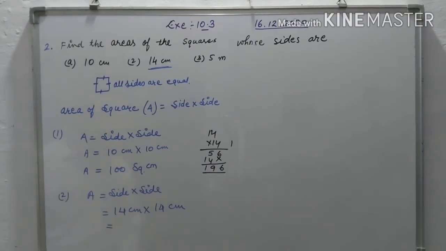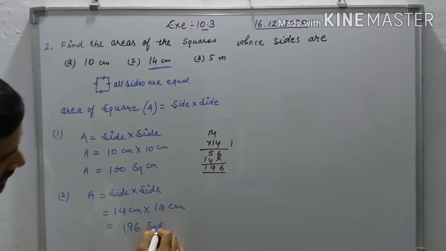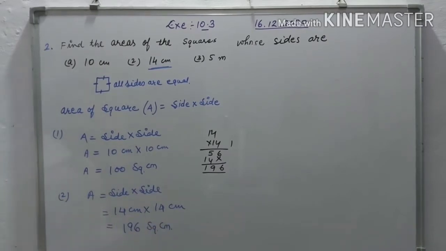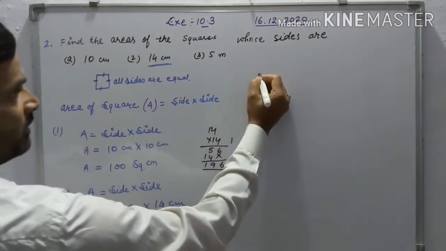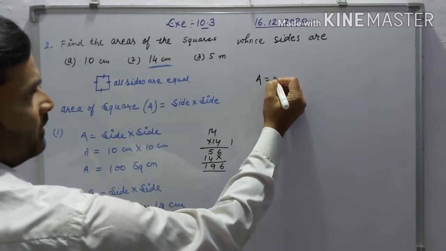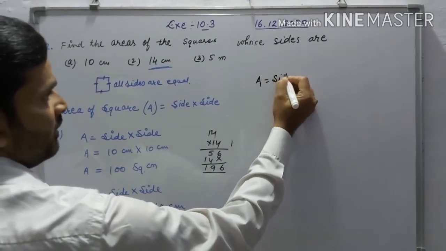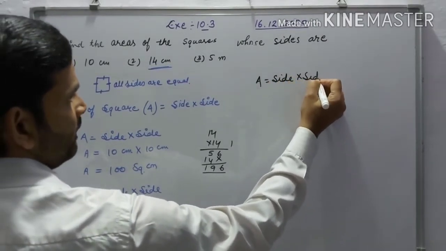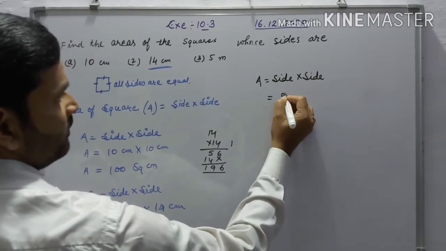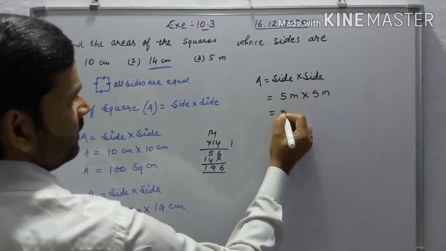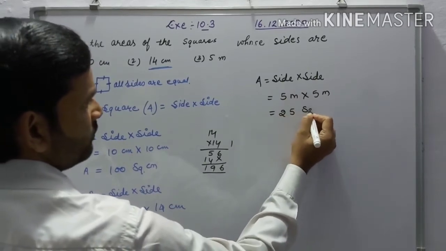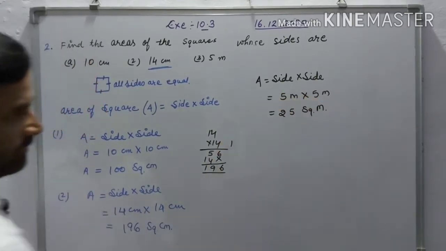So you write the answer is 196 square centimeter. Okay, now here is the third question. This third is given the 5 meter. Again you write the area is equal to side into side, that 5 meter into 5 meter, 5 5 is 25 square meter.